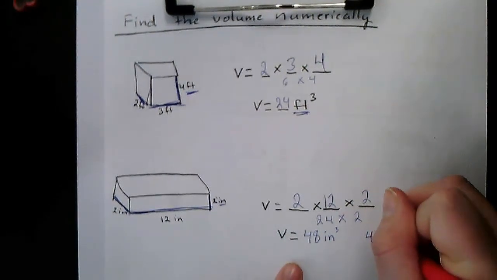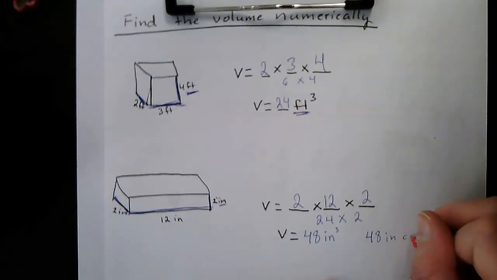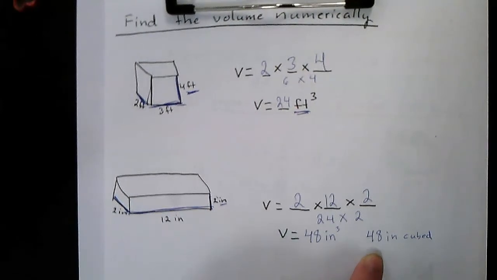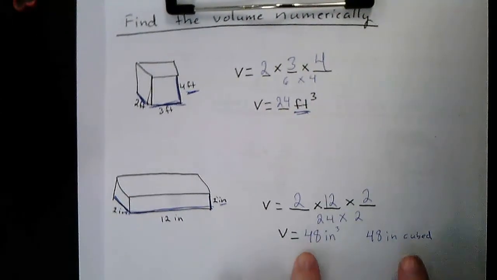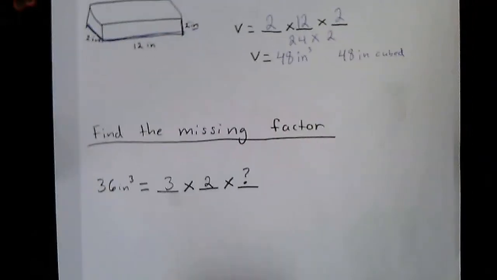Another way you may see answers written out is you may see 48 inches cubed, and they may write it out in word form as well, like this. But either way, these are both correct. So whichever one you see, you know that that is an answer for a volume problem. So we're going to move on to the last type of problem that you might see.